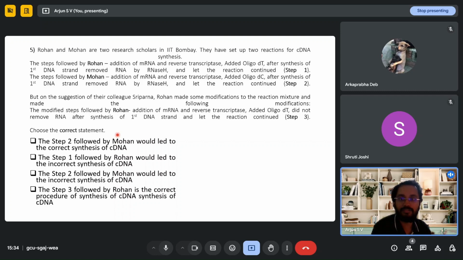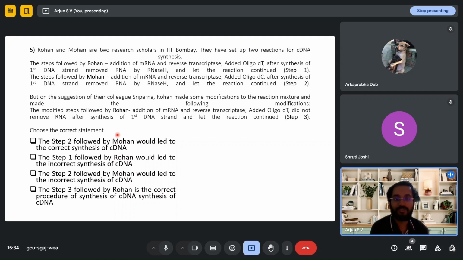But on the suggestion of their colleague Sriparna, Rohan made some modifications to the reaction mixture. The modified steps followed by Rohan are addition of mRNA and reverse transcriptase, same oligo DT, did not remove the RNA after the synthesis of the first DNA strand, and let the reaction continue. So out of this, we should choose the correct statement: whose synthesis would not have worked, either Rohan's or Mohan's, and which step of them would not have led to proper cDNA synthesis.